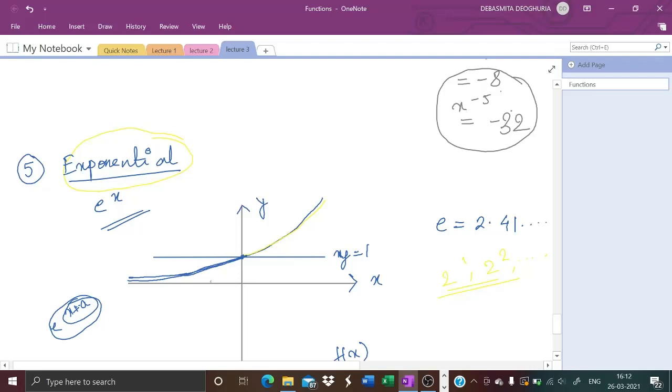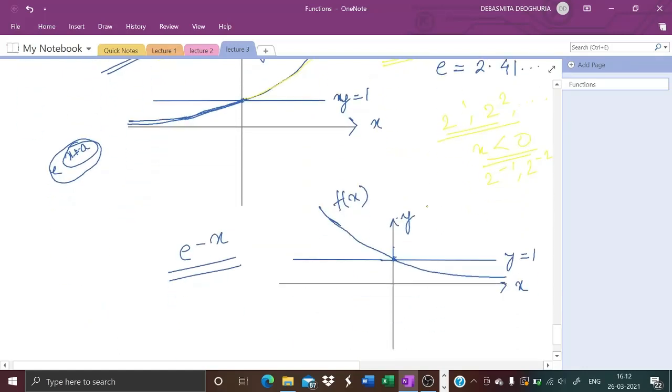And for negative values of x, if x is less than 0, then it will be 2 to the power minus 1, 2 to the power minus 2, like this, which will be a fraction less than 1. So this part of the graph would go like this, and this would never touch the x-axis, never. It would go like this to infinity. And you know, at x equals 0 it will be 1, because e to the power 0, or anything to the power 0, is 1.